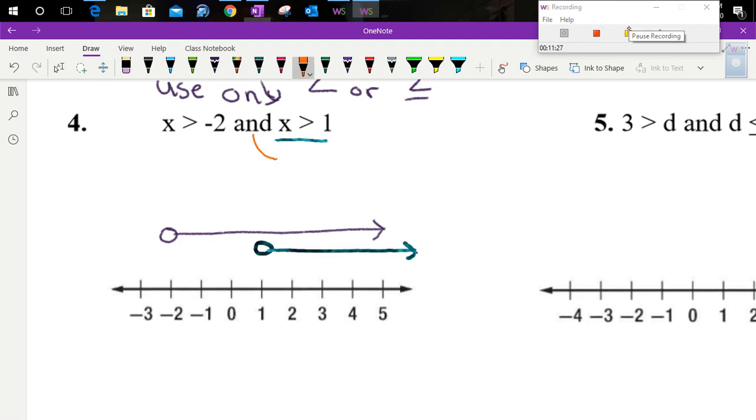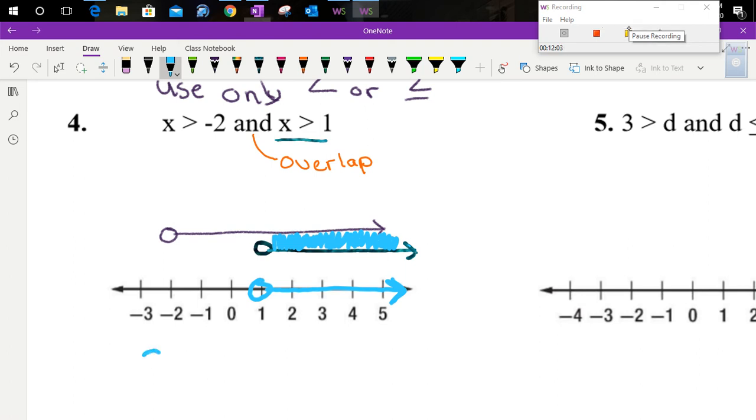Remember, and is overlap. So now our answer is where these two overlap. They begin to overlap right here. So the only thing that I put on my answer graph is where they overlap. So on my answer graph, I'm going to put an open circle at 1 and then a line going to the right. And since both of these have arrows on them, I need to have an arrow on this one as well. So here's my answer. Okay.